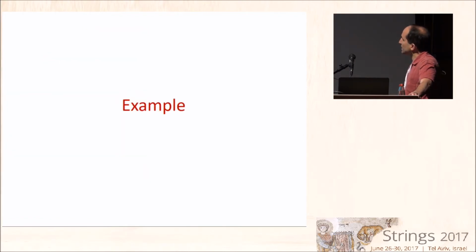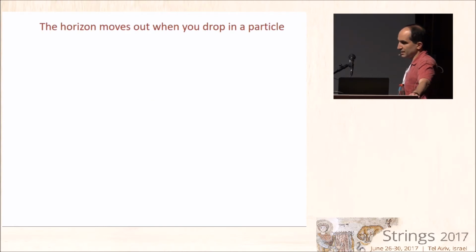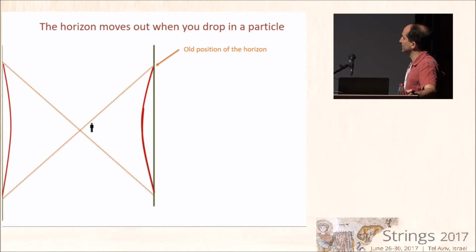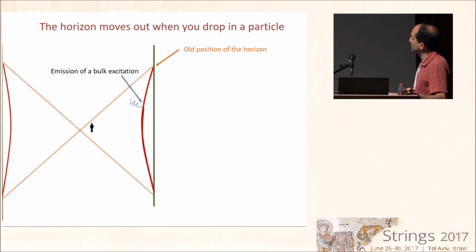Now I'm going to give you an example of how this works. For example, you know that if you have a black hole and you drop in a particle, the horizon moves out. What this means is that there was a region that was visible from the boundary before you put in the particle, and it's not visible after you send the additional particle. So let's say we have a black hole, and we have some event here, and this event is visible from the boundary. And now, at this point in time, we send in a particle.